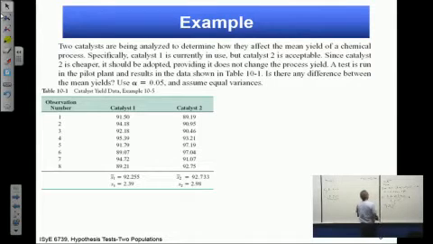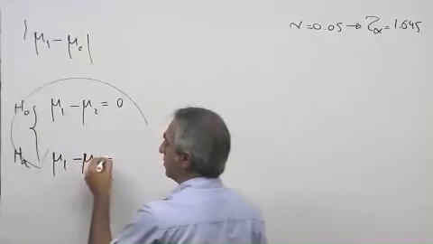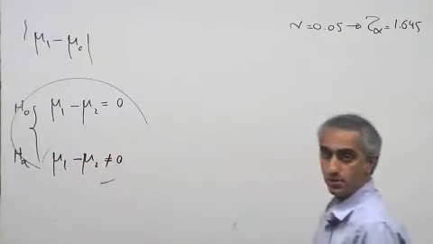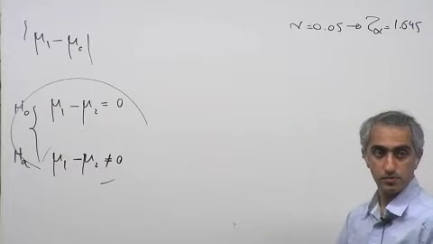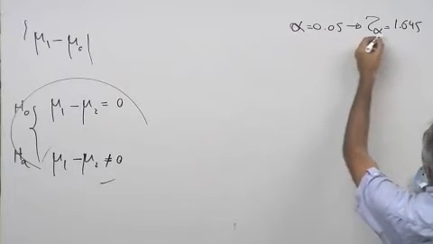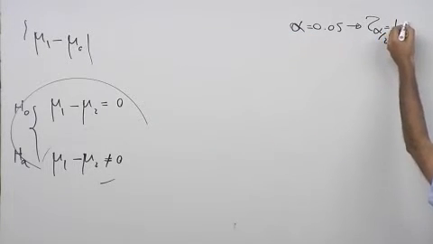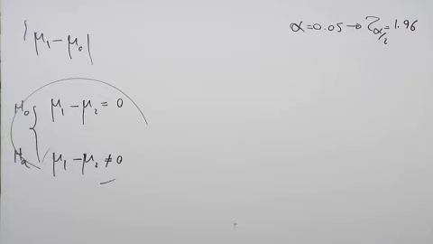I think alpha is 0.05, so I keep it as is. But our H alternative is different here. What is H alternative? Mu1 minus mu2 is not 0. So there's a difference between their performances. Okay? So it's two-sided. Therefore, I need to look for Z alpha over 2, which is 1.96.